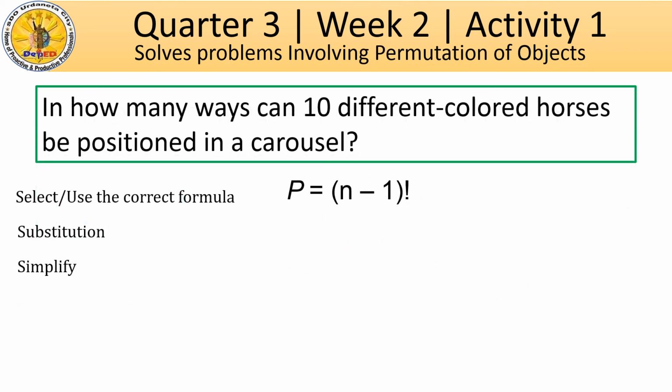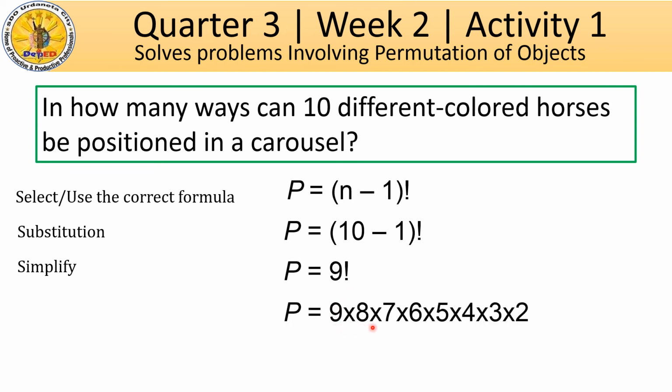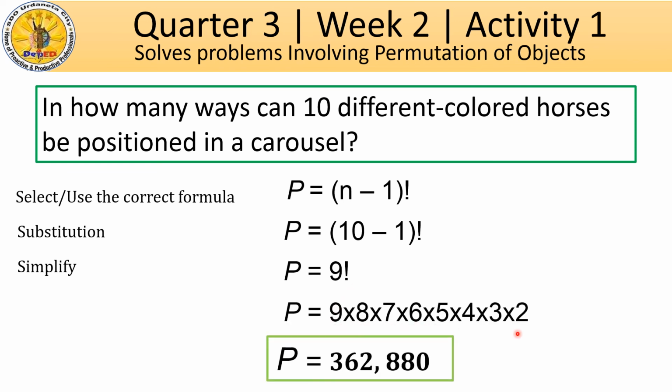Applying the formula for circular permutation, P equals the quantity of n minus 1 factorial. Replace n by 10, the number of objects, subtract it by 1, that is equal to 9 factorial. Applying factorial, we have P equal to 362,880 ways. The 10 differently colored horses can be positioned in a carousel.